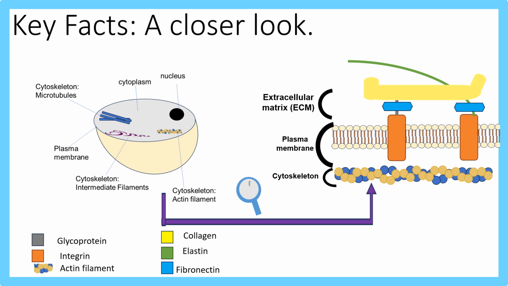Now, looking more closely, you can see that the extracellular matrix over here consists of different proteins such as collagen, elastin. It also has fibronectin and glycoprotein. Glycoprotein is a type of protein that consists of a sugar as well as a protein. And you also have integrin and actin filaments. Now, the integrin is within the plasma membrane, so it's like a transmembrane protein. And for the cytoskeleton, the first step over here, we have the actin filament. So this is more of a closer look.